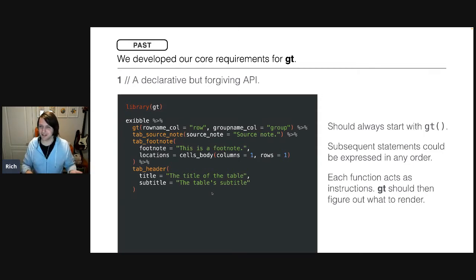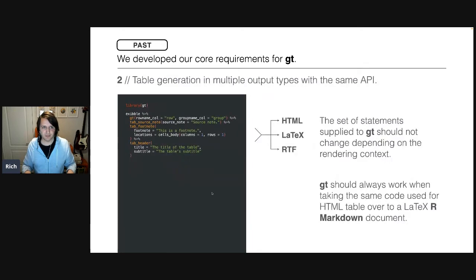Like we should always start a GT table with the GT function. Any statements could be expressed in any order, give or take. Order sometimes matters, but usually not. And each function should act as instructions. GT should then figure out what to render. So it'll reconcile what you expressed and render the table in the right way. We wanted to have table generation in multiple output types with the same API. So the same set of statements supplied here. GT should always work when taking the same code used for HTML. And you can also make a LaTeX table with the same code.